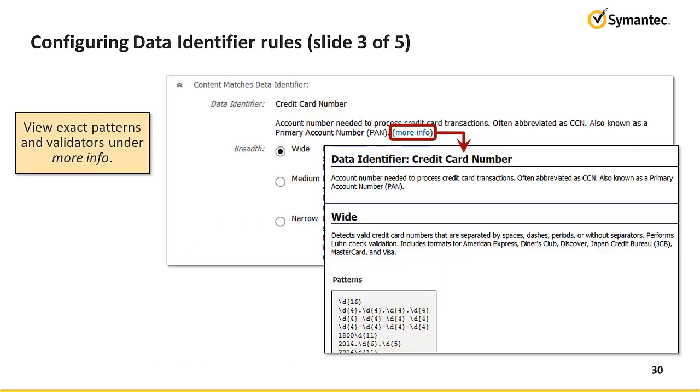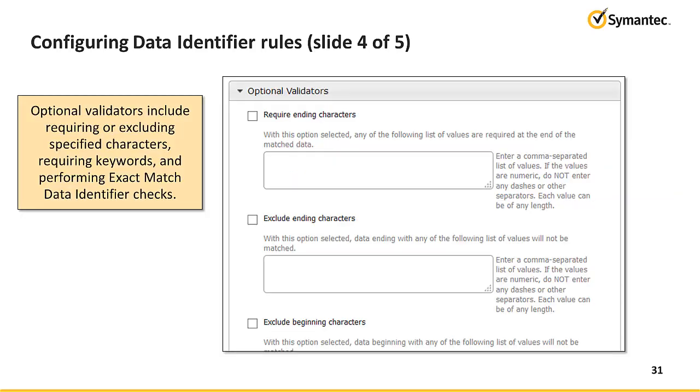When editing a data identifier condition, you can click on the More Info link in the data identifier description to see more details on the patterns and validators that are being used. Optional validators can be set to require or exclude beginning or ending characters that might be common in the data that is scanned, or you can require the presence of specific keywords.